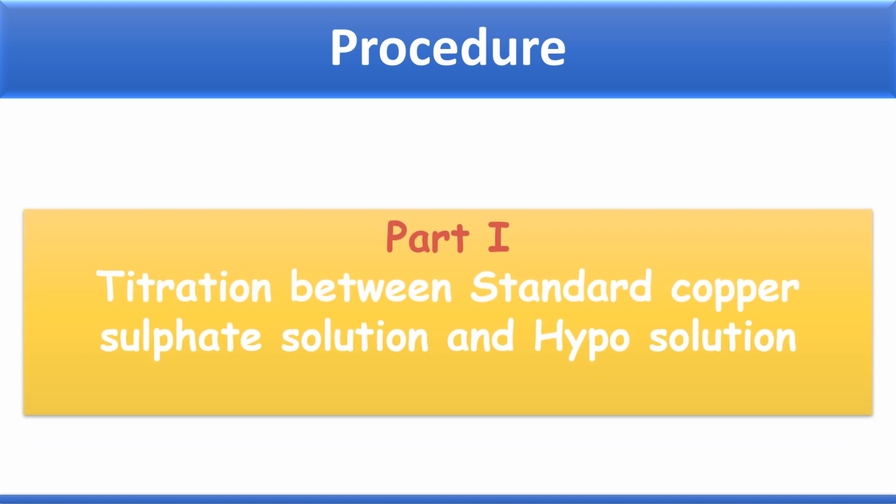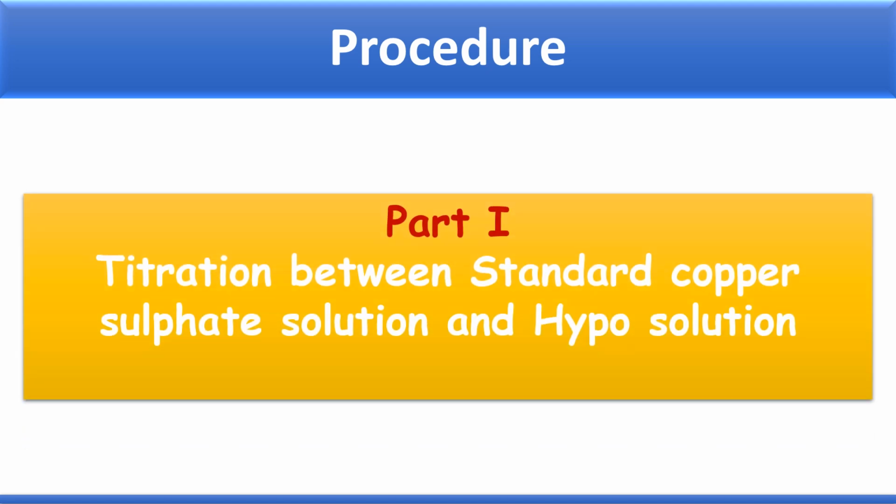So first part, that is the titration between standard copper sulfate solution and hypo solution. So we must know what is the meaning of the word standard here. We know the standard solution means the solution whose exact normality we know. So in today's titration, the strength or the normality of copper sulfate we are using is N by 40.